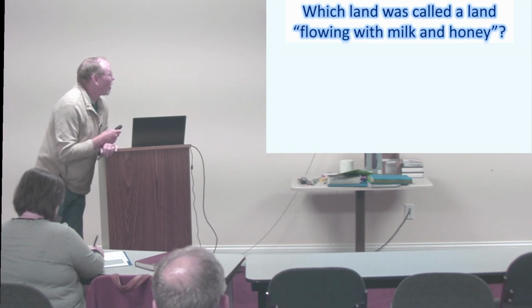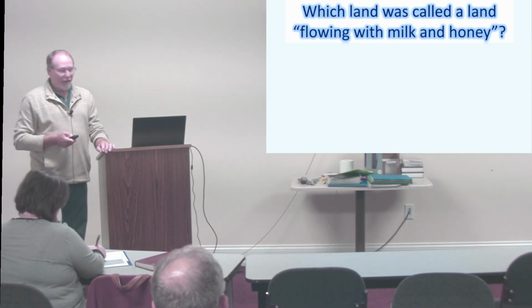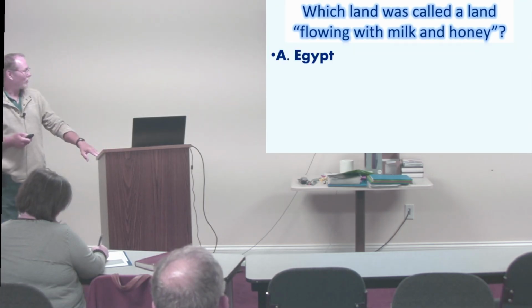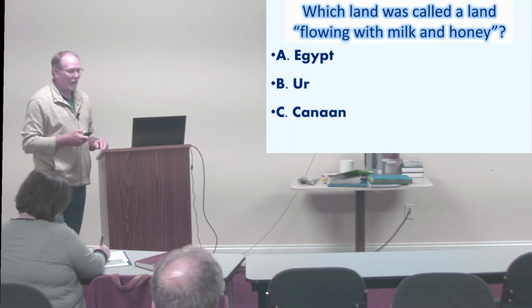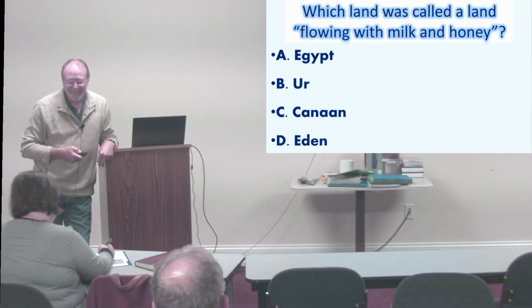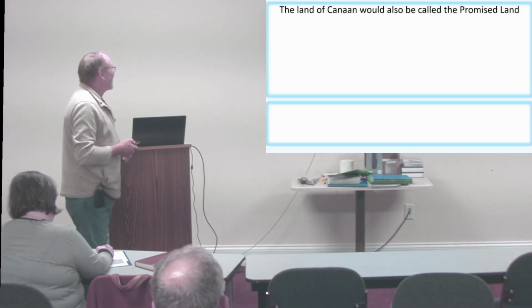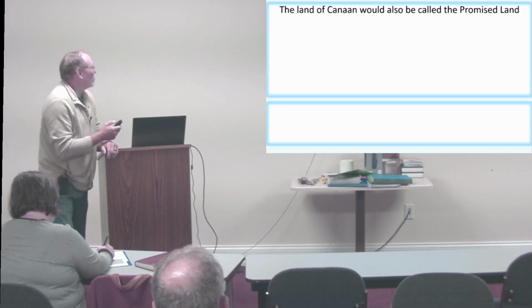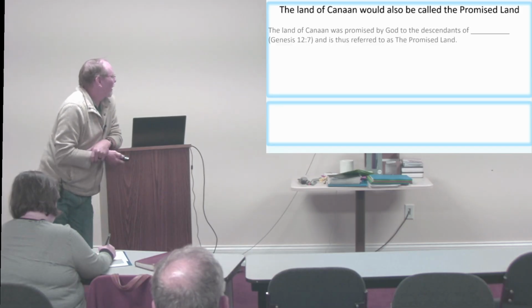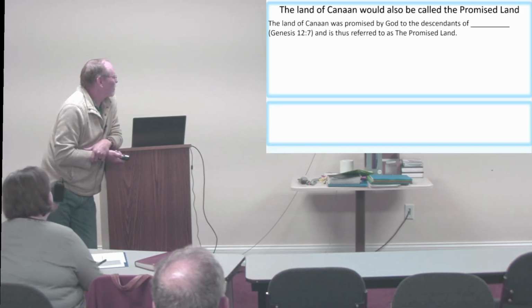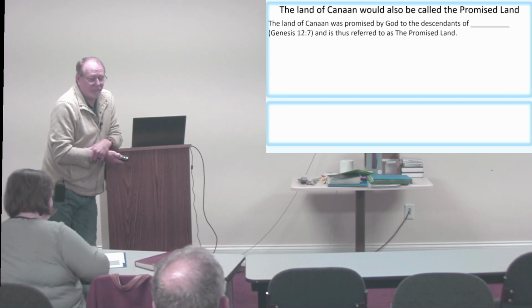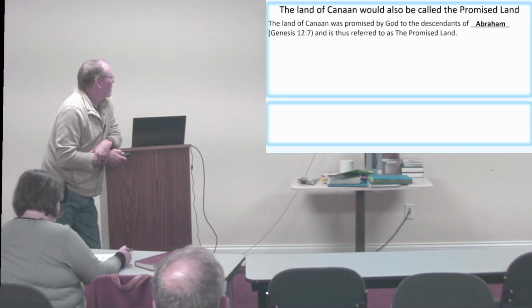So which land was called the land flowing with milk and honey? Is it Egypt, Canaan, or Eden? Of course. The land of Canaan would also be called the Promised Land. The land of Canaan was promised by God to the descendants of who? And is thus referred to as the Promised Land.